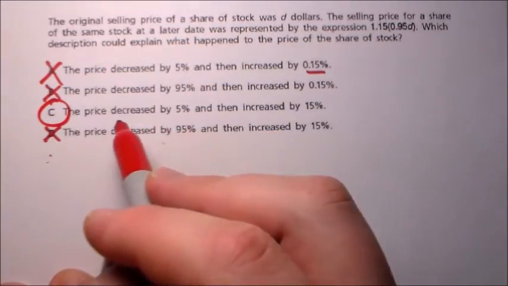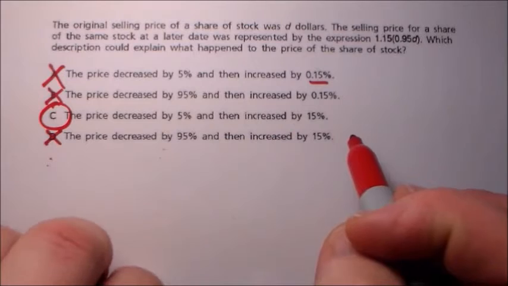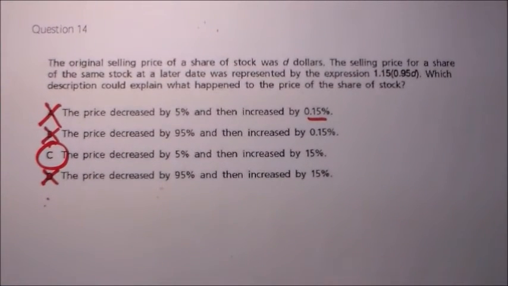Hopefully C works out for us. The price decreased by 5% and then increased by 15%. Yeah, that's it. We're good to go.